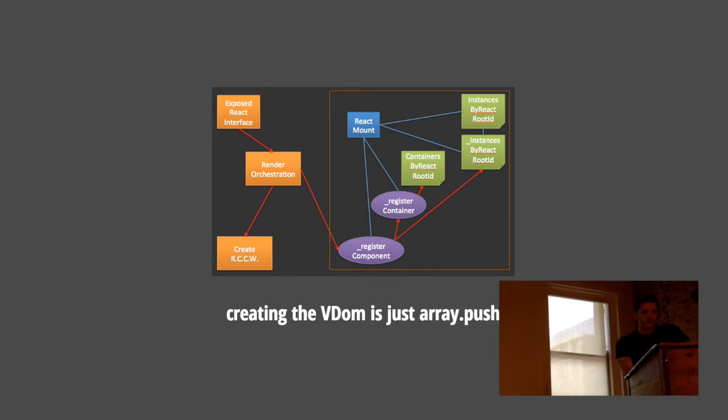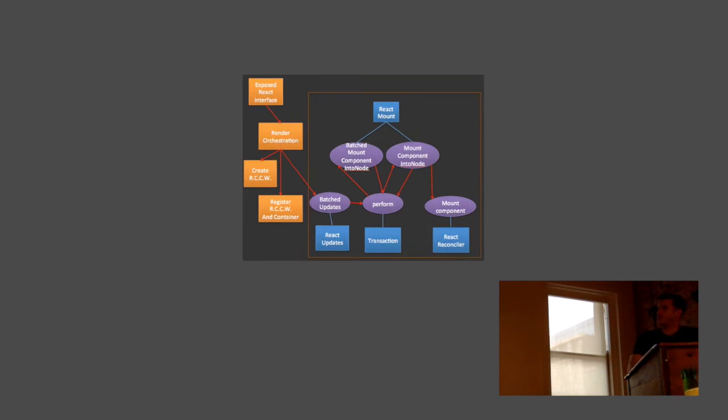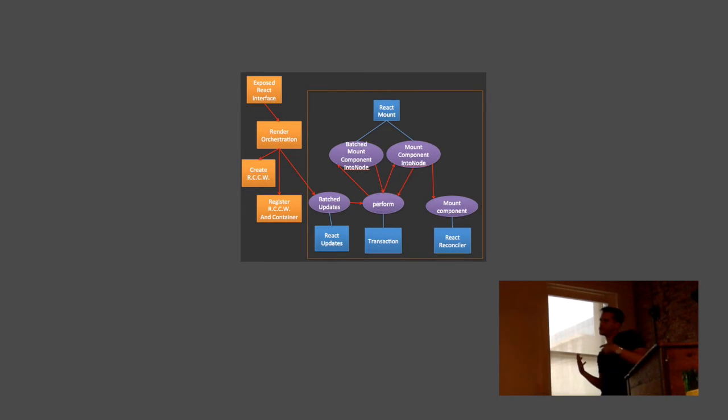Then once we've registered our component and our container, we get into this process they call batching. We have this module exposed called React Updates that exposes a batch updates method. Once we hit inside of there, it's going to do two checks. It's first going to see if I'm batching, and if I'm not batching, then it's going to start that batch.